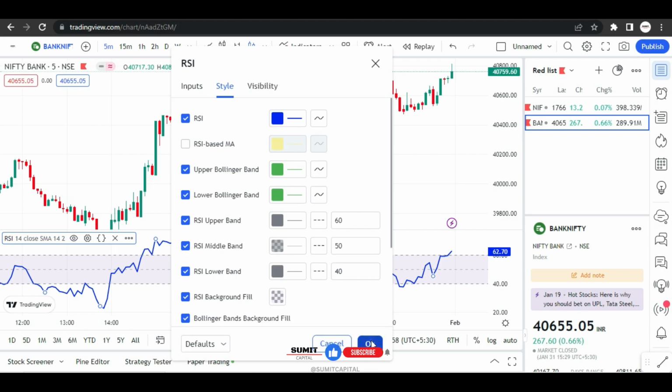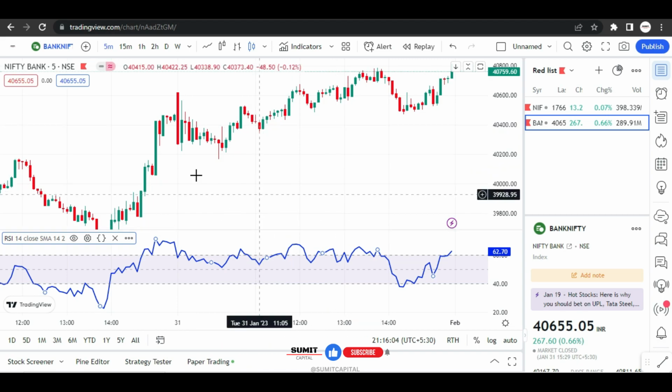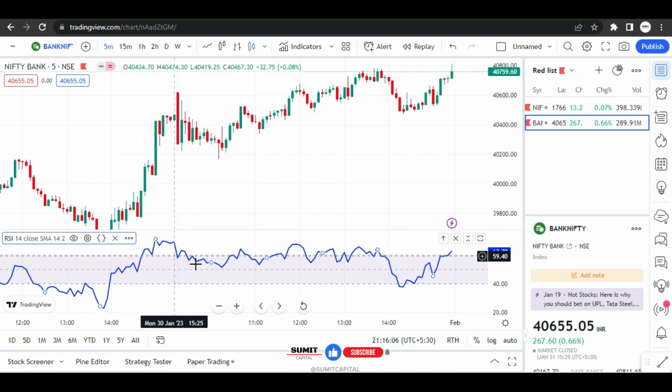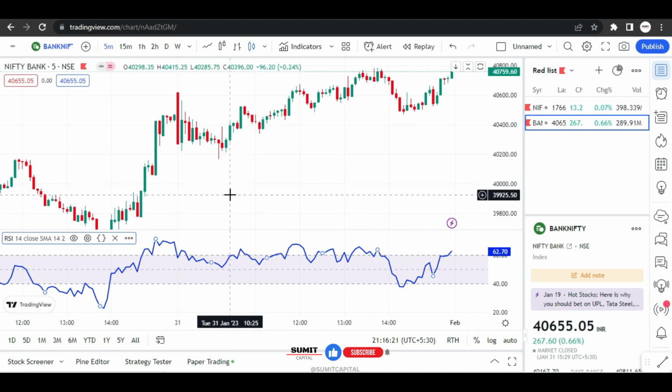And now this is how it will look once you plot it below your price chart. So this is RSI, this is price, and this is Bank Nifty that you can see. The script is Bank Nifty, because as I told you earlier, generally people prefer to trade in Bank Nifty and Nifty 50. So now, how many ways can we use RSI?